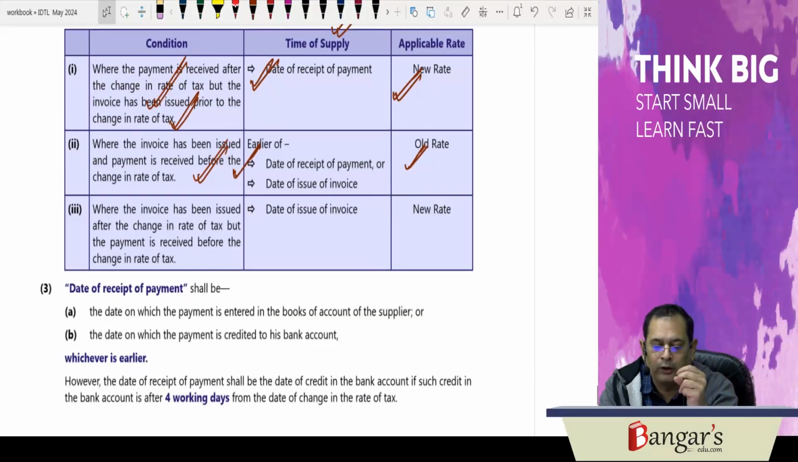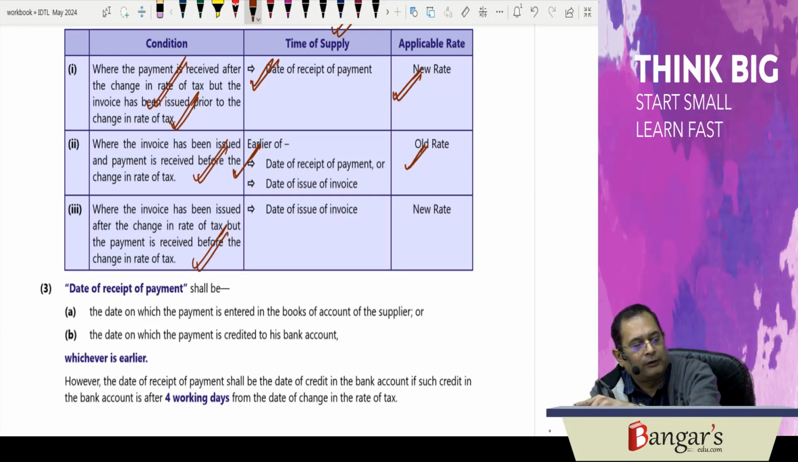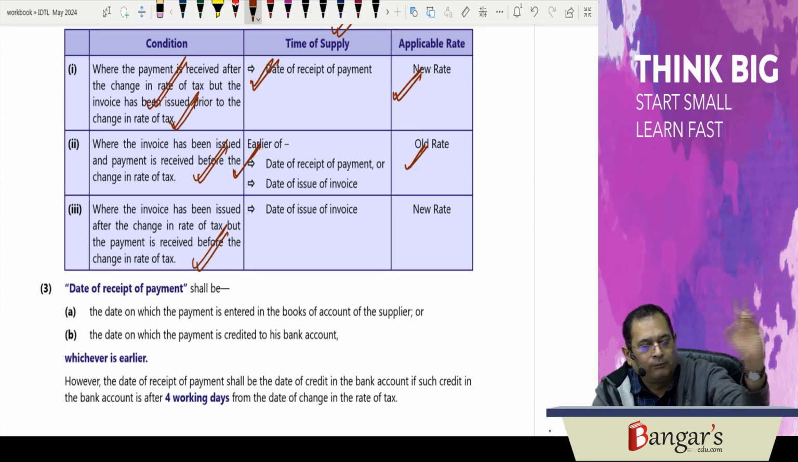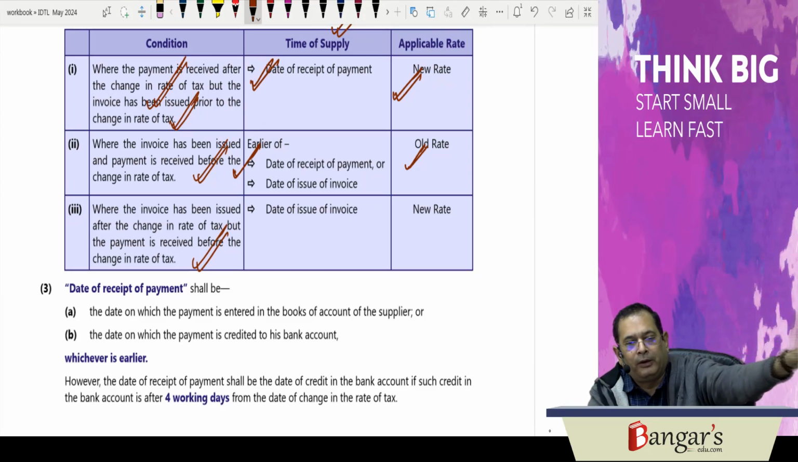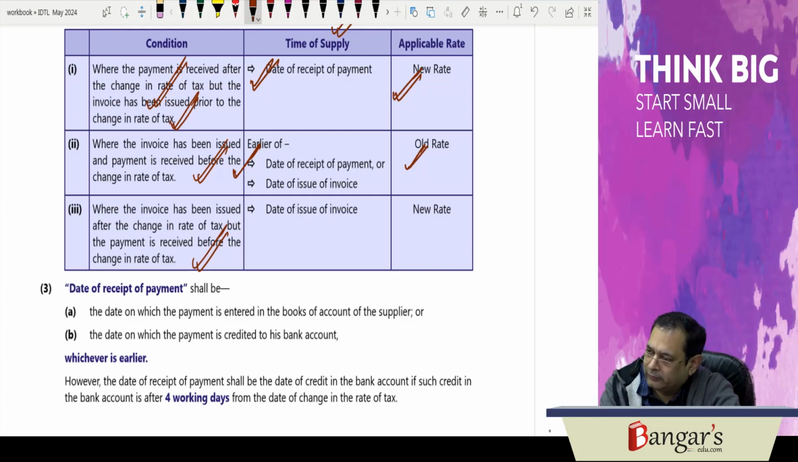Then when the invoice has been issued after the change in rate of tax, but payment is received before the change in rate of tax. So supply is afterwards, invoice is afterwards, payment is before. These two events, invoice and supply, take place afterwards. The date of issuance of invoice will be the time of supply and the new rate will be applicable.